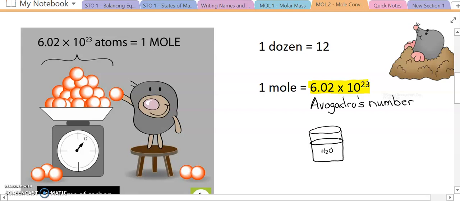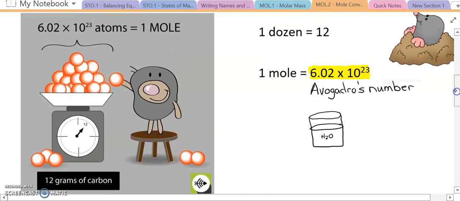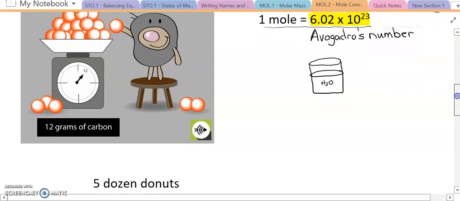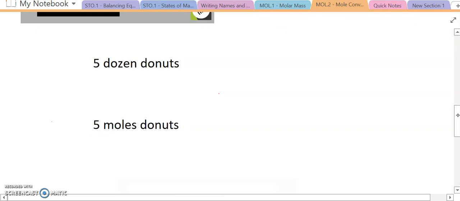The number mole is based off of a concept that was originally based off of the number of pieces of carbon-12 in 12 grams of carbon-12. But currently, we define a mole just as being 6.02 times 10 to the 23rd. So when we take a look at a mole, we deal with mole conversions. We can do the same thing with donuts.